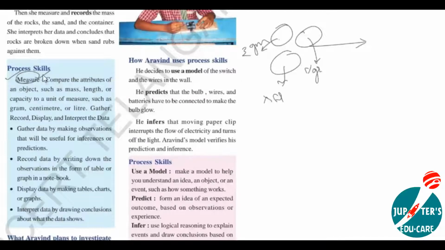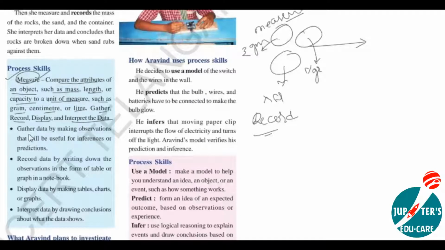Measure: compare the attributes of an object such as mass, length or capacity to a unit of measure such as grams, centimeters or liters, and gather. Then record it. After this, she has to record. First she measured, then later she has to record. So what is meant by recording? First record, then display and interpret the data.